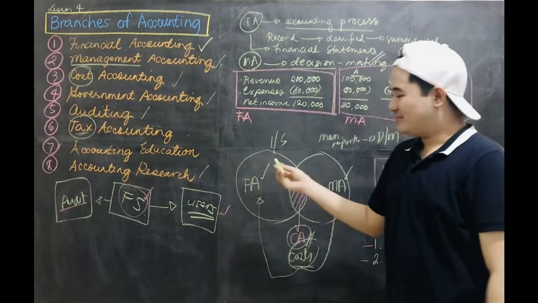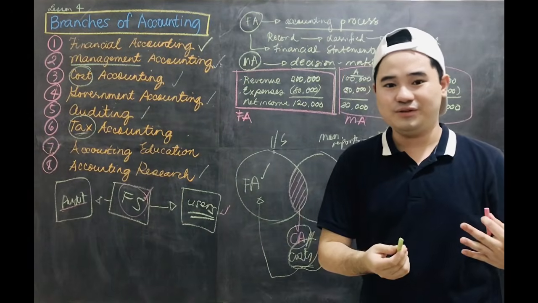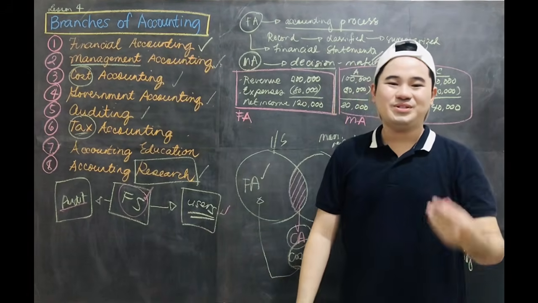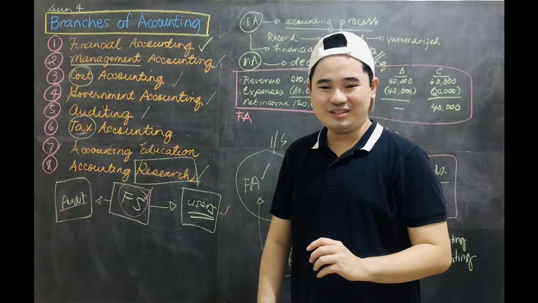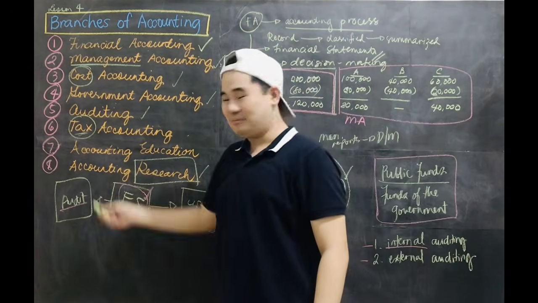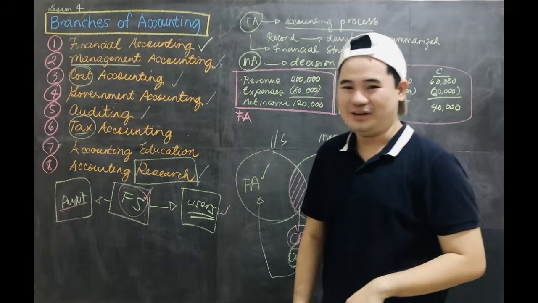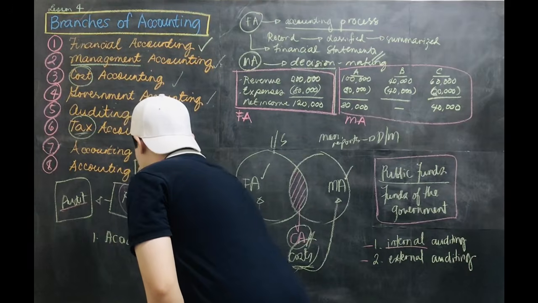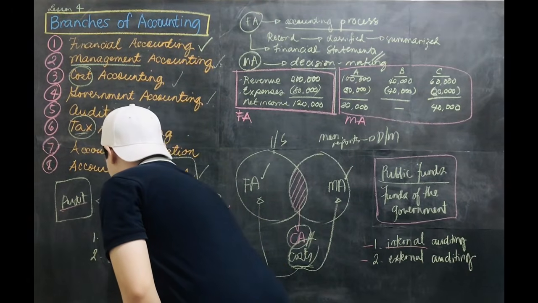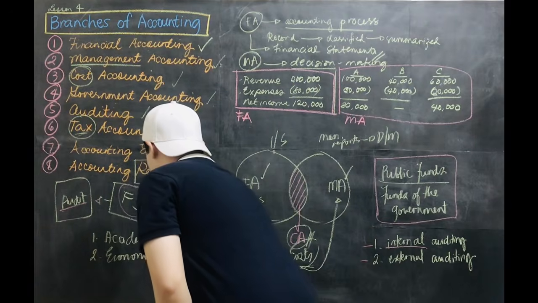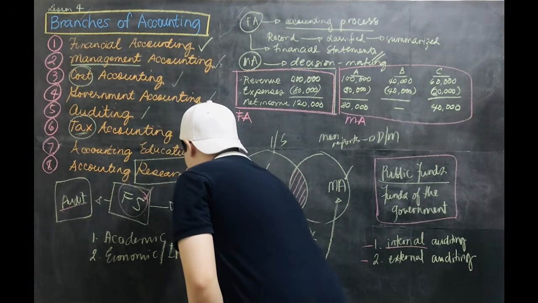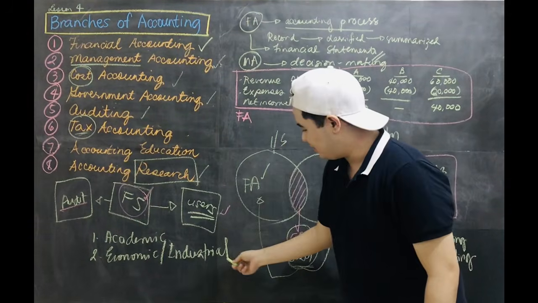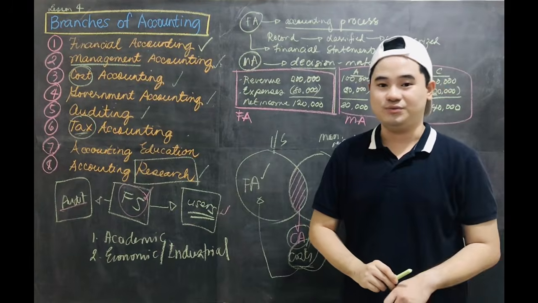Lastly, we have accounting research. Let me first highlight the word research. Research is the creation of new knowledge, and the creation of new knowledge is being applied in accounting. We have two kinds of accounting research. We have academic accounting research and economic or industrial accounting research.